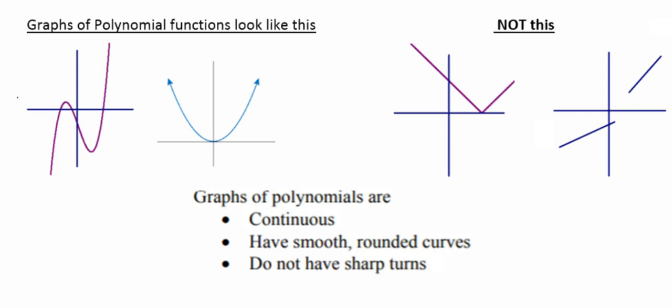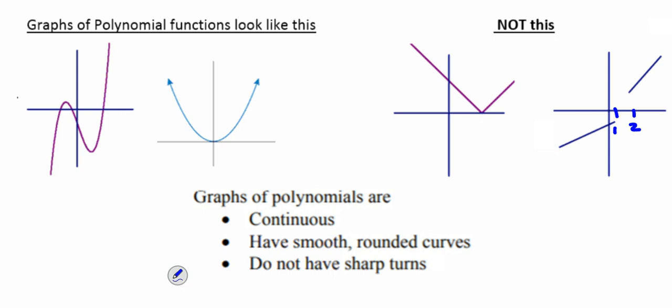So this graph right here, see how there's a big gap from when x is, let's just say 1, and when x is, let's say 2. There's a huge gap in the graph from when x is 1 to x is 2, and we do not have that in a polynomial. So this is a graph to the right. It's a function, but it's not a polynomial.